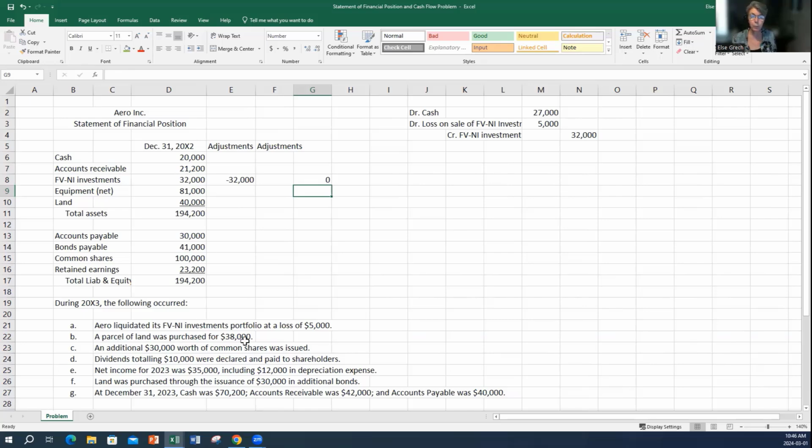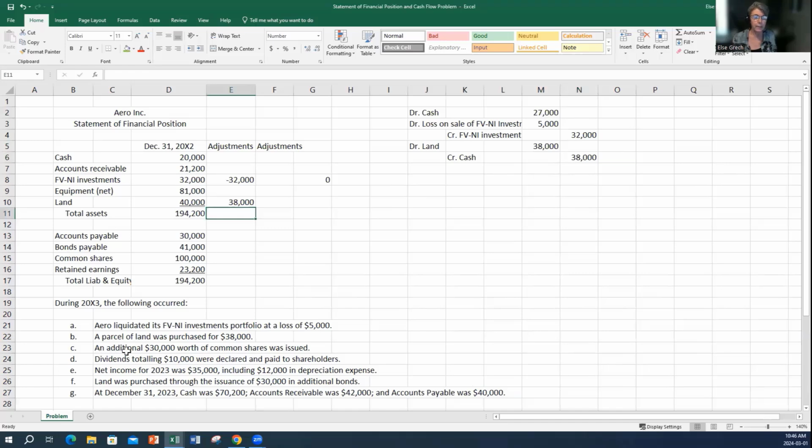A parcel of land was purchased for $38,000. So they must have done a debit to land and a credit to cash. And that would have been for the full $38,000. So that means their land must have gone up by $38,000.